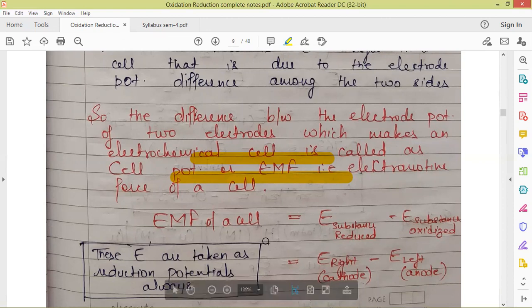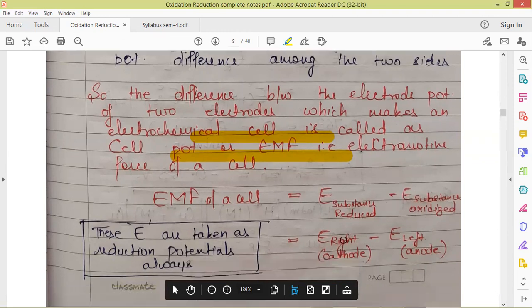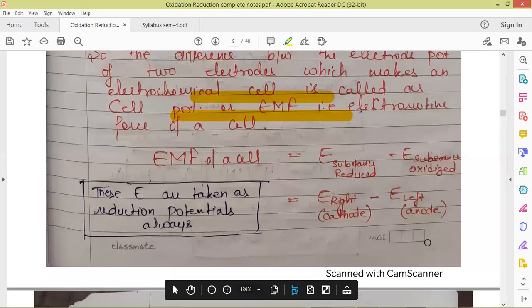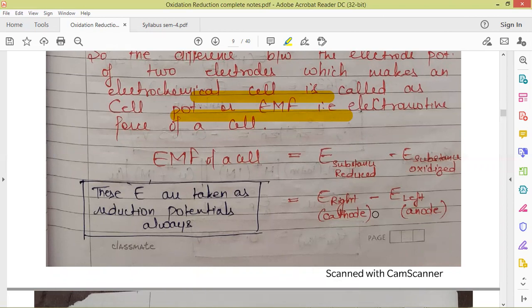The electromotive force of any cell is given by the electrode potential of the substance getting reduced minus the electrode potential of the substance getting oxidized. Reduction takes place on the right side, at the cathode. So we can write E right minus E left, or E cathode minus E anode. These E values are taken as reduction potentials. By convention, we write the electrode potentials in terms of reduction potentials, whether oxidation or reduction is actually taking place.